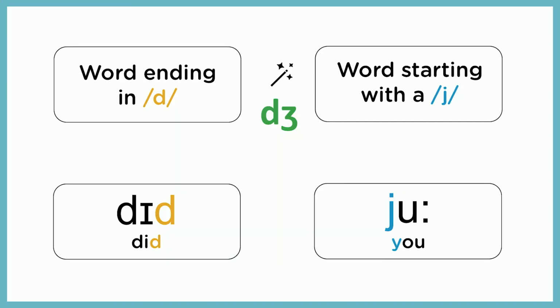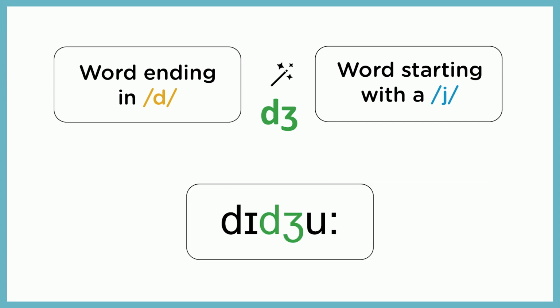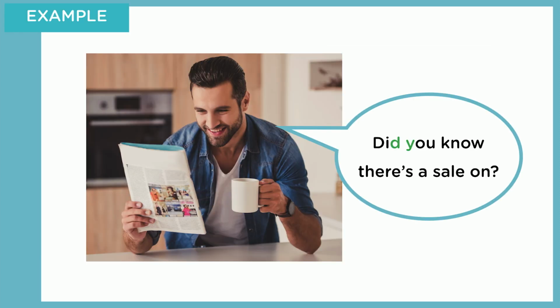All right, next rule. When the first word ends in d, and the second again starts with y, like did you, this time we change it to j, which we can see here in green. This is the j sound, like in the word jam. So combined it becomes did you. Did you. Did you know there's a sale on?